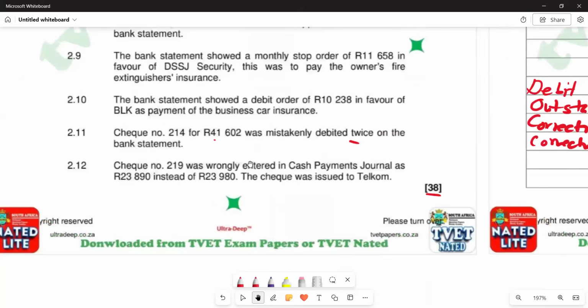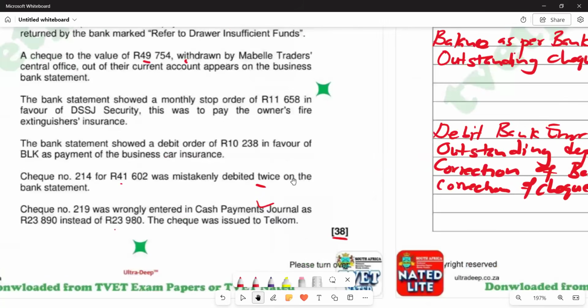You see, the last one is saying the check number 219 was wrongly entered in the cash payment journal as 23,890 instead of 20,980. Check was issued to Telcom. This was an error which transpired in the cash payment journal. Our bank statement is correct, so there's no adjustment that we're going to make. So this is the last one. So we can now balance our bank reconciliation statement.